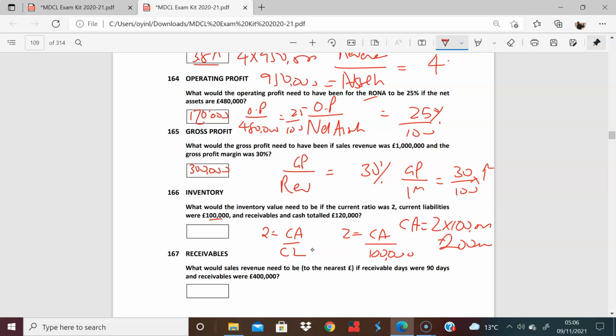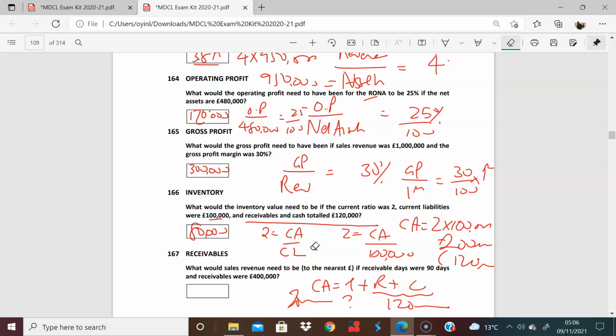And I know that the total of CA is equal to, of course, you have receivables and cash, making 120 of that. So the difference, of course, must be 80, right? Because current assets are inventory plus receivables plus cash. You know this is 200,000. This is 120,000. So therefore the difference must be 80, if you like. And so you have 80,000 over there.